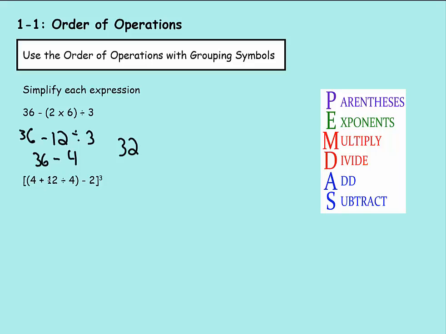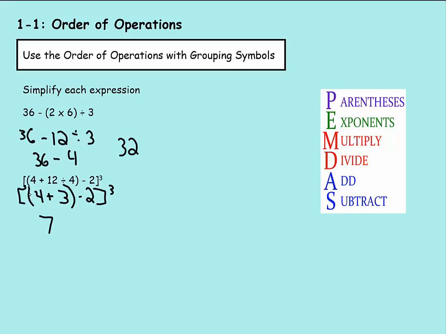So we have 4 plus 12 divided by 4. So inside the parentheses, this 12 divided by 4 needs to go first. So that's going to give us 3. So we're left with 4 plus 3 inside the parentheses, and then we have a bracket minus 2 on the outside. And that's all to the third power. Let's finish the parentheses then. 4 plus 3 is 7.